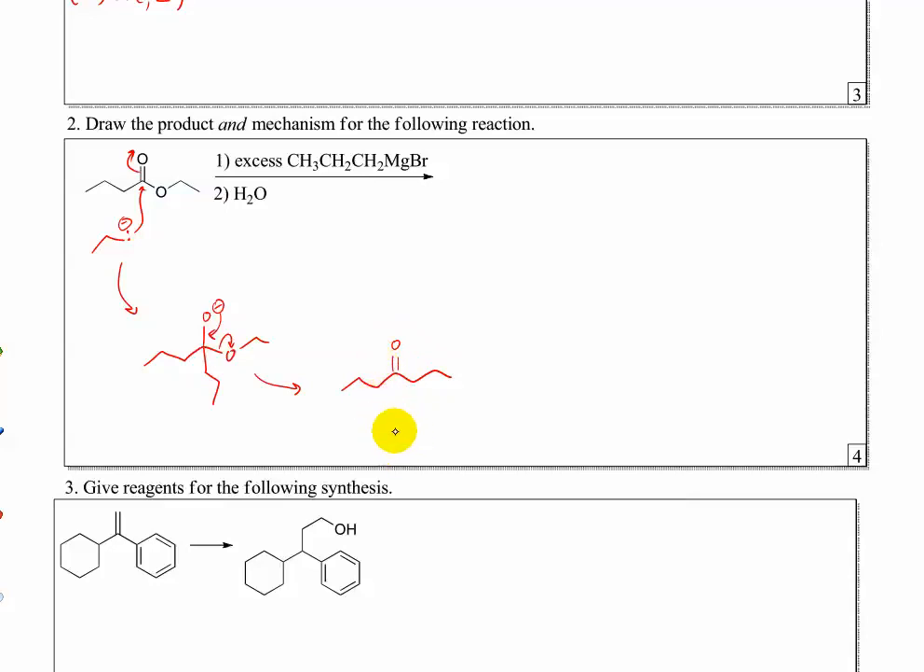And then what? Right. So now we have another tetrahedral intermediate, but that's going to be protonated by the water to give the ultimate product, which is this alcohol.